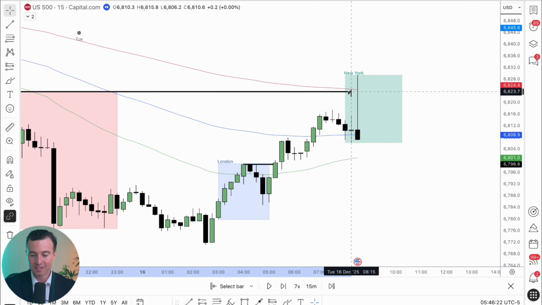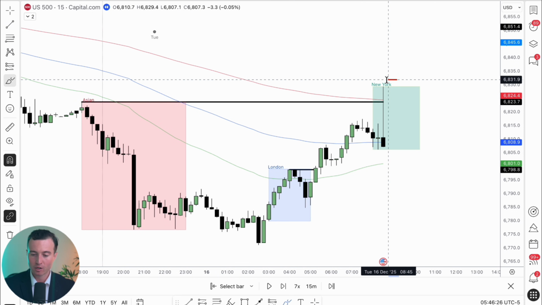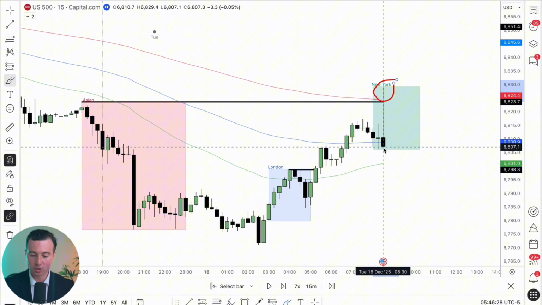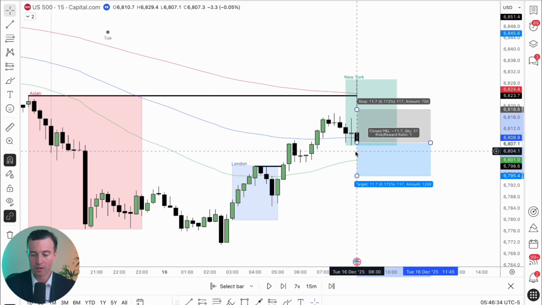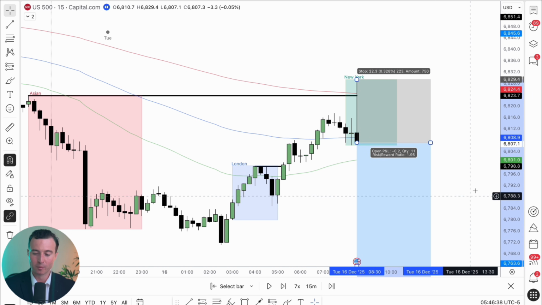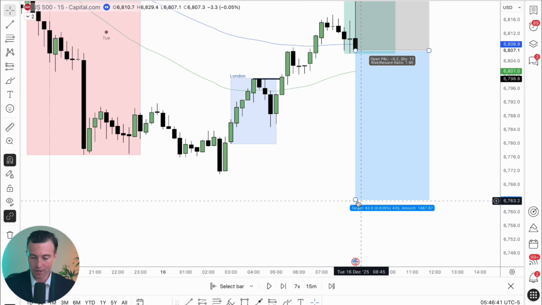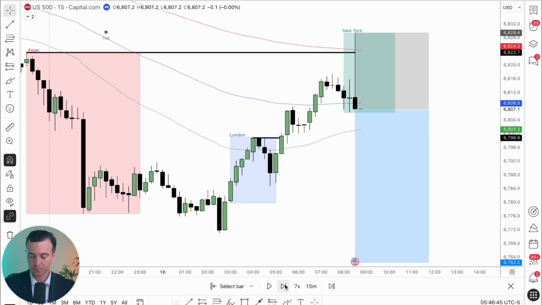So this is your raid of buy side liquidity right here above the Asia session high, and this is at 8:30 a.m. Eastern. So entry on the break of the low, stop loss above the liquidity sweep high, and then target a fixed mechanical 1 to 2.